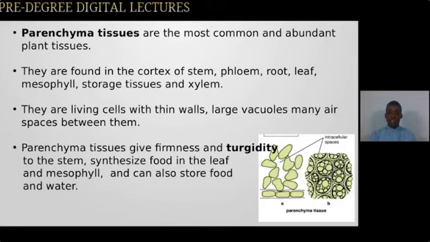Now, parenchyma tissues are responsible for the firmness and turgidity that we notice in plant stems. In addition to that, they also synthesize food in the leaf and can also store water.